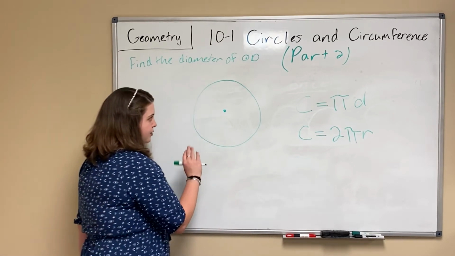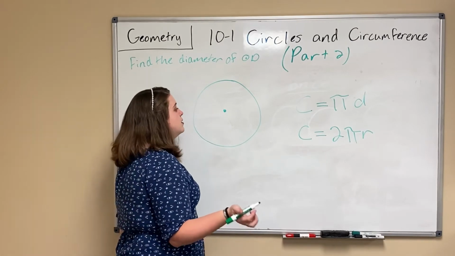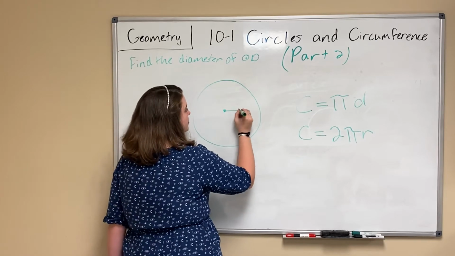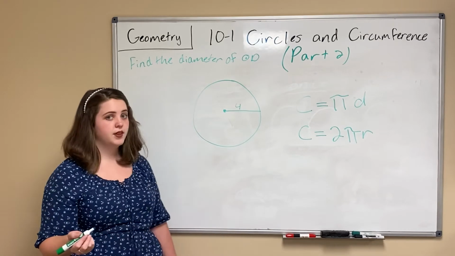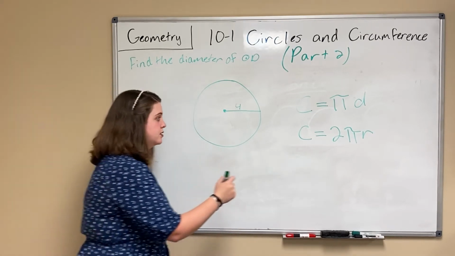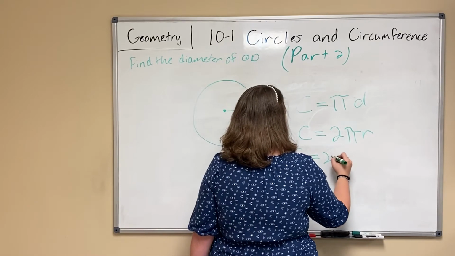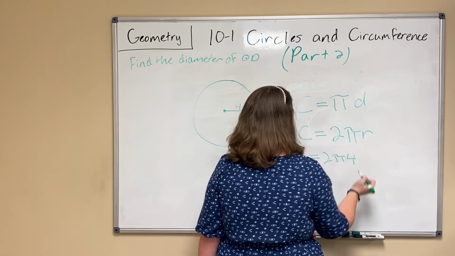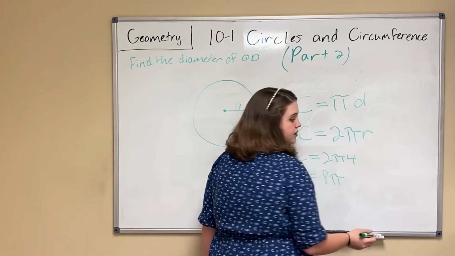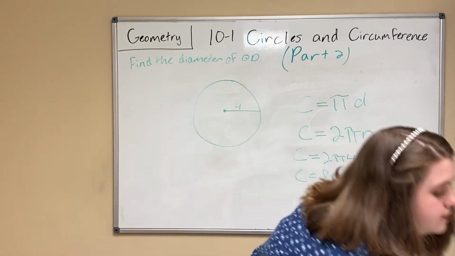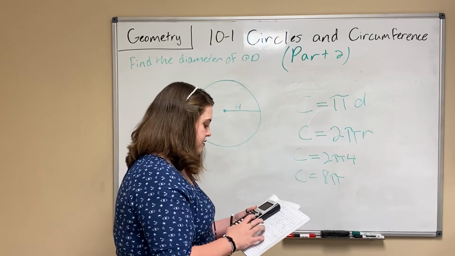Okay, so if I gave you this circle and I said to you, find me the circumference of this circle, and then I gave you that the radius was 4. You would just take this equation and you would go C, circumference, equals 2 times pi times 4, or C equals 8 pi. Let me grab my calculator. 8 times pi.